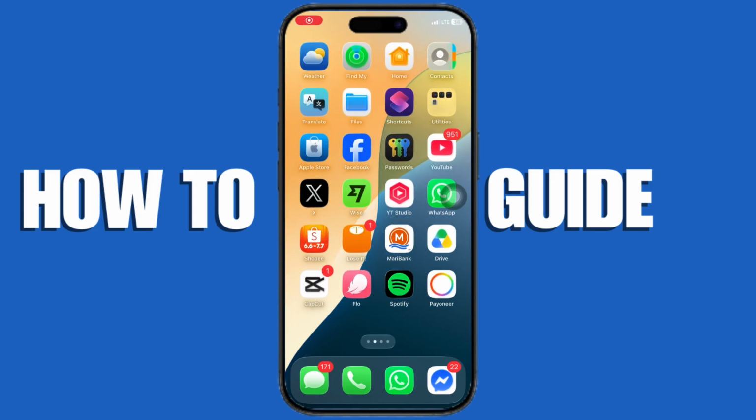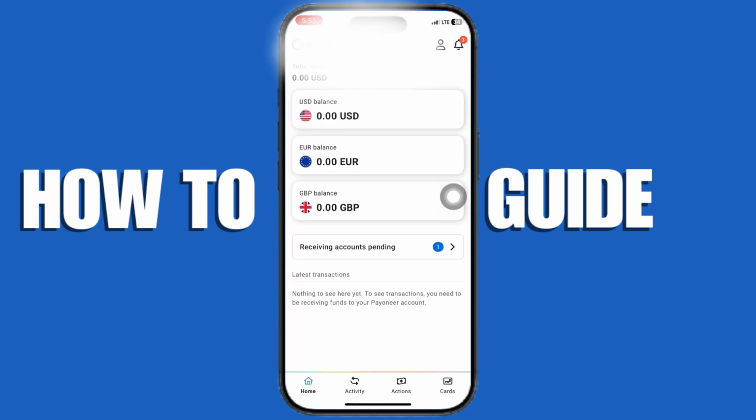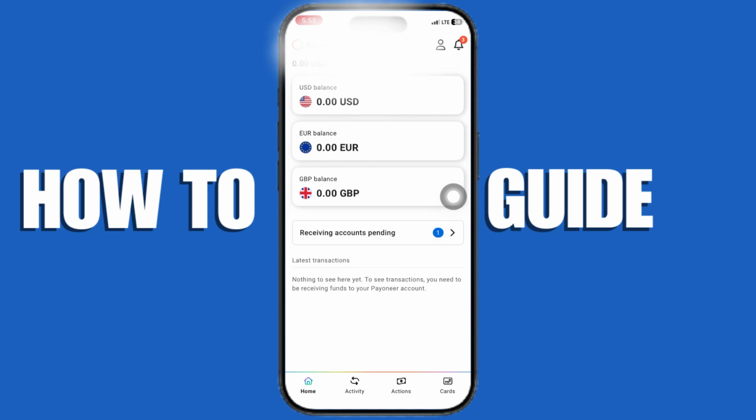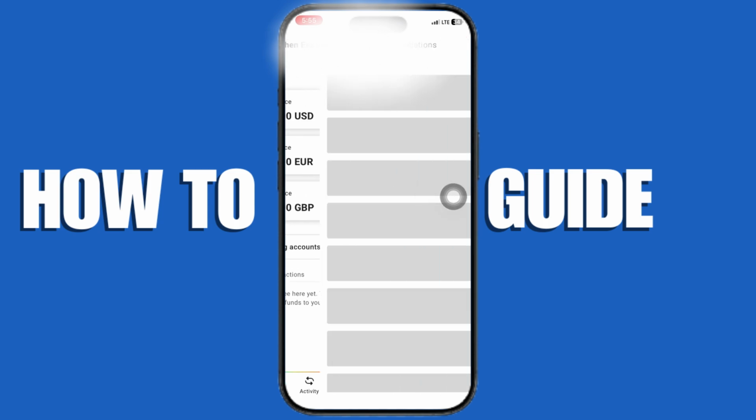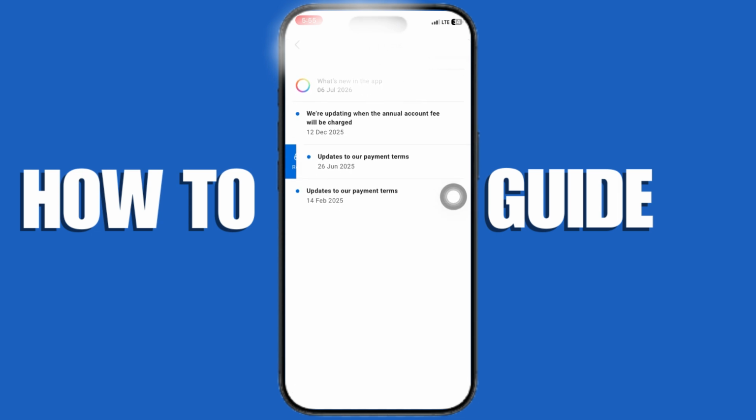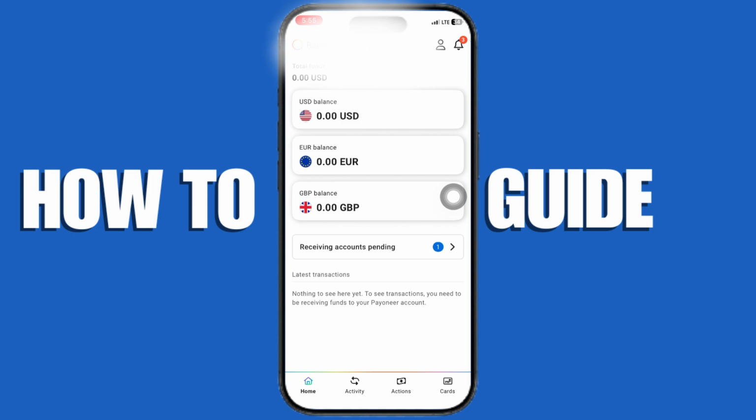We guide you through how to unblock your Payoneer account. So the first thing you need to do is to sign into your Payoneer account and carefully check for any notifications or emails explaining why your account was blocked or restricted. Common reasons include identity verification, missing documents, security checks, or unusual account activity.